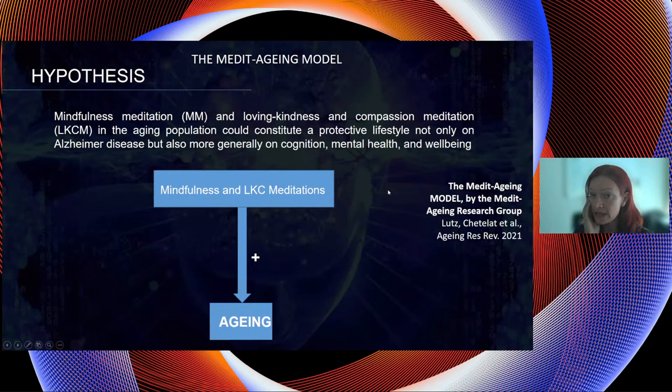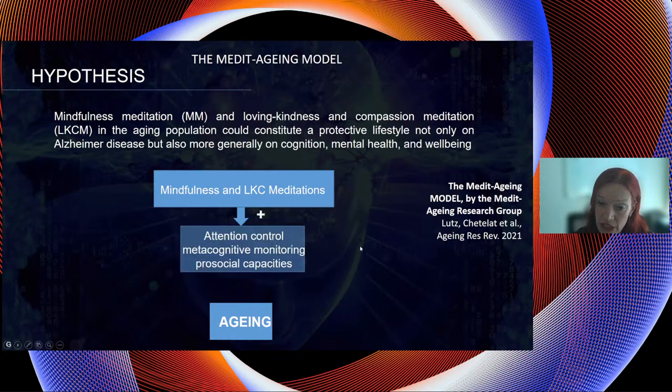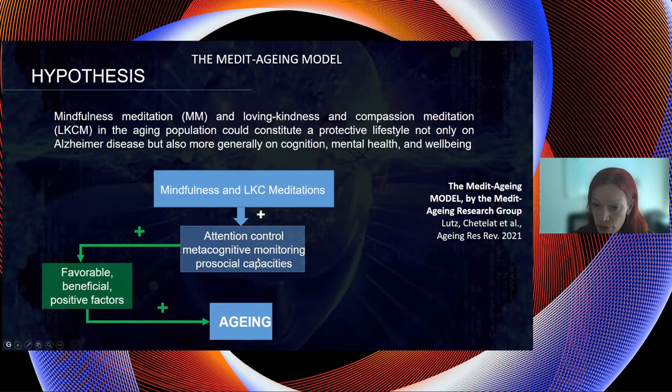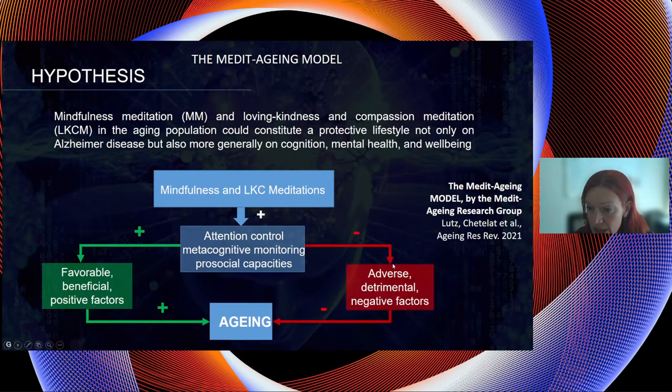We aimed at assessing whether mental training through meditation might help to reduce depression, but also stress, anxiety, and other psychoaffective factors that occur with age and that increase the risk of Alzheimer's disease, and might thereby have an impact on aging and on reducing the risk of Alzheimer's disease. Our model and theory propose that mindfulness and loving-kindness, compassion meditation might have a positive effect on aging through improved attention and control, metacognitive monitoring, and prosocial capacities, which would in turn both upregulate favorable, beneficial factors for aging and downregulate adverse and detrimental factors for aging.